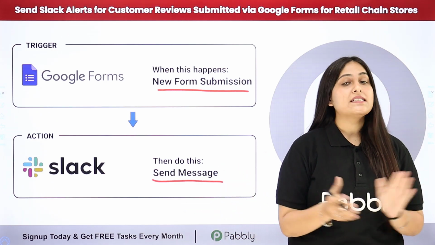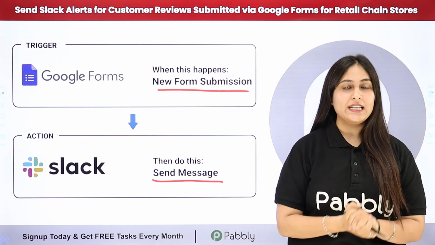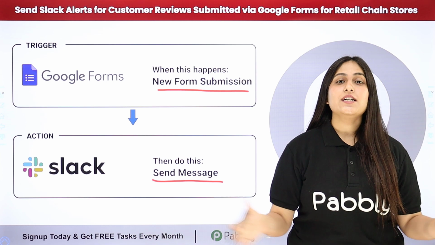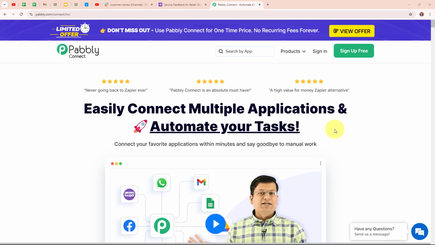So to automate this entire process, I need to connect these applications using an automation software named Pabbly Connect. So to learn this process step by step, let me take you to my screen. Welcome to my screen. So in this video, we are going to understand how to send Slack alerts for customer reviews submitted via Google Forms for retail chain stores.